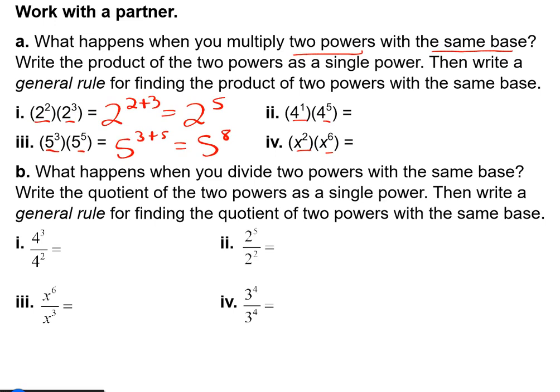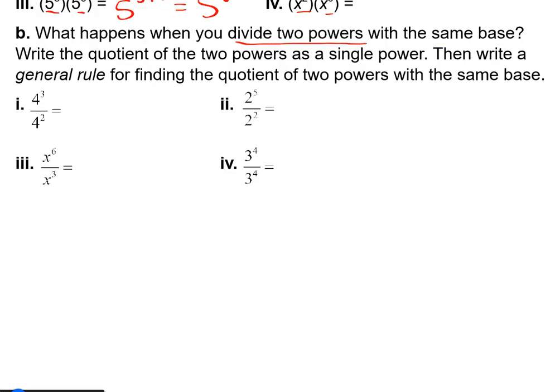For the second one, it says what happens when you divide two powers with the same base. So we're going to switch direction here and talk about division. We've got 4 to the third divided by 4 squared. In expanded form it looks like this. And we know that we can cancel numerators and denominators since this is multiplication. So both of those cancel, leaving us with just 4, which we could say 4 to the first.